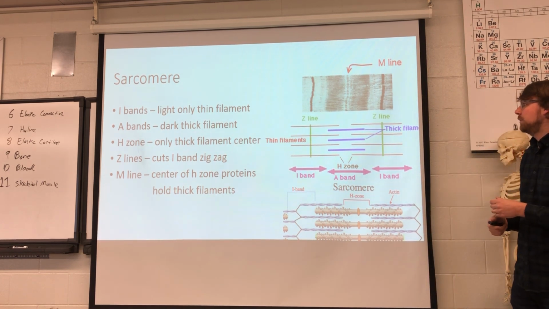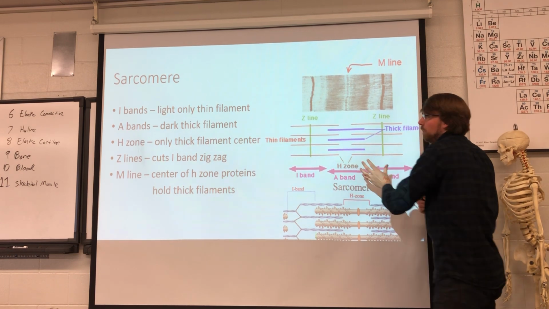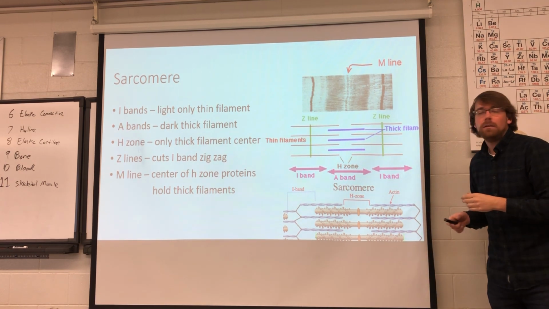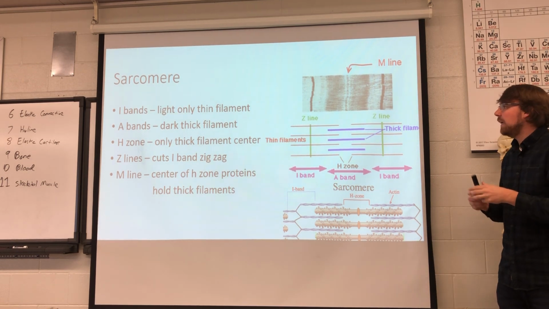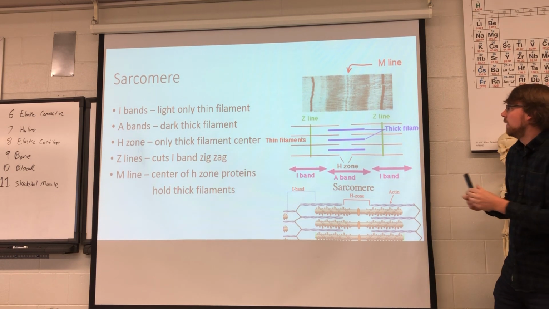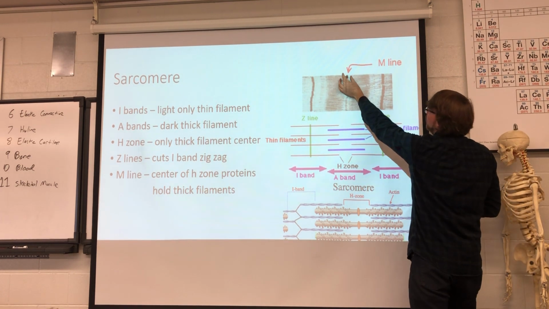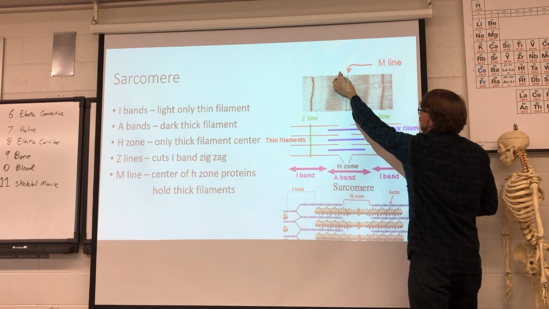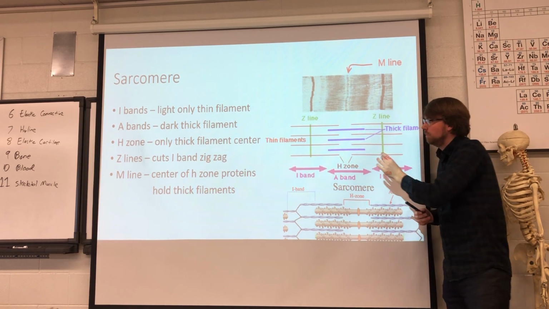Then there is the A band. The A band is going to be dark. That is where there is thick filament. Then there is the H zone. In the H zone, it's a bit lighter. We only have the thick filament, so since there's no overlap with the thin filament, it's a bit lighter there.